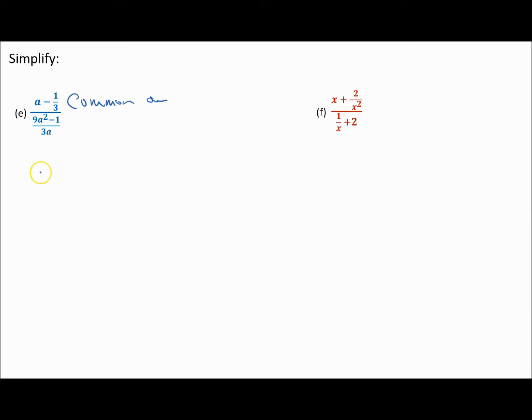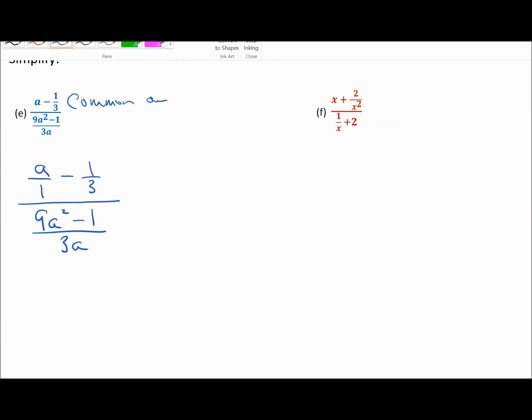So we imagine this a is over 1 minus 1/3 divided by my fraction, my single fraction in the denominator, which is 9a squared minus 1 over 3a. So I need to find a common denominator and combine these two fractions in the numerator together. To do that, I need to multiply by 3 over 3. So I have a common 3. All right. And then when I simplify that, 3 times a is 3a over 3 minus 1 over 3.